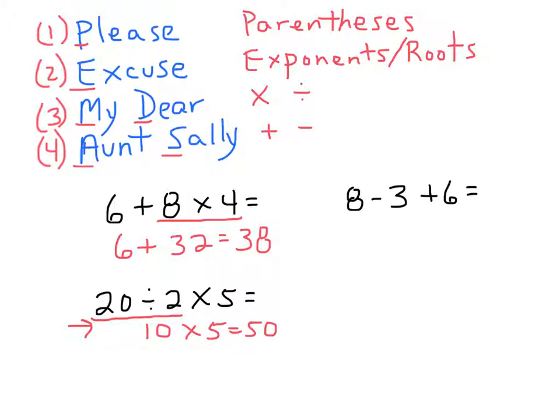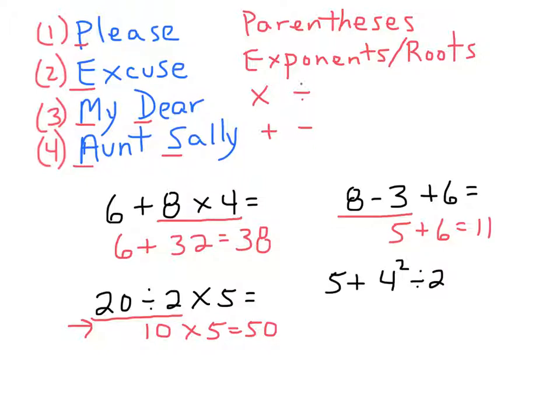The same idea holds true for 8 subtract 3 plus 6. All I have is addition, subtraction in the problem. So what I am going to do is, first of all, the subtraction because it comes first. 8 subtract 3 is equal to 5, and then 5 plus 6 gives me 11 for my answer.